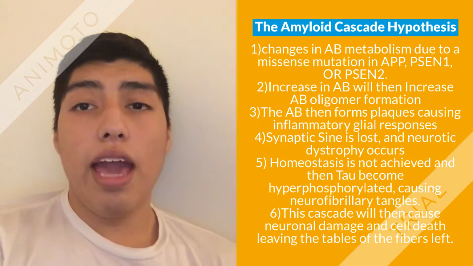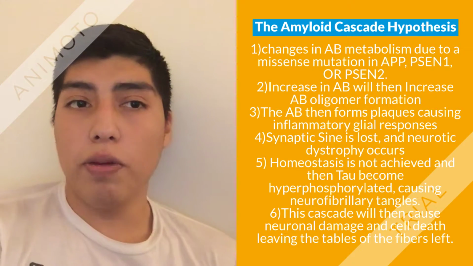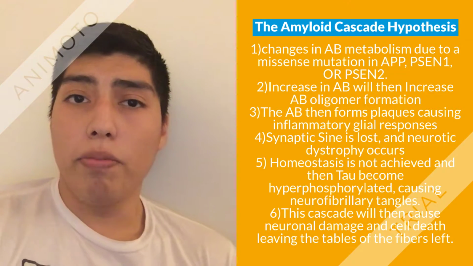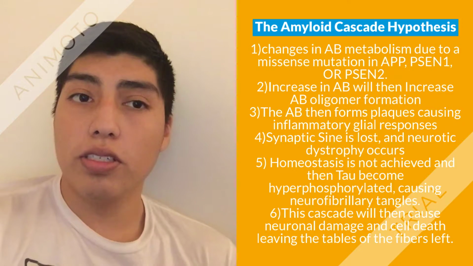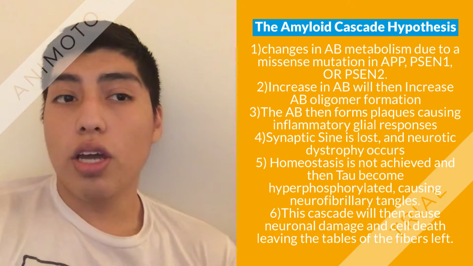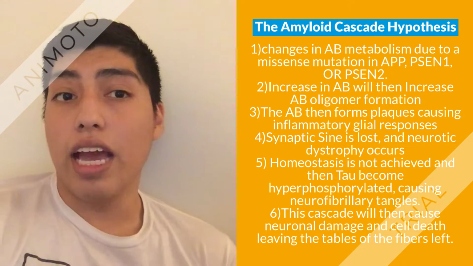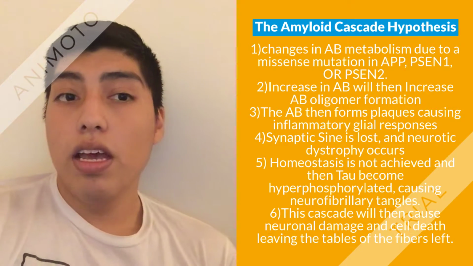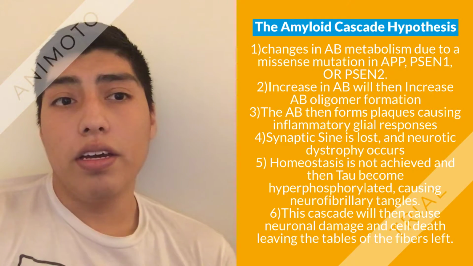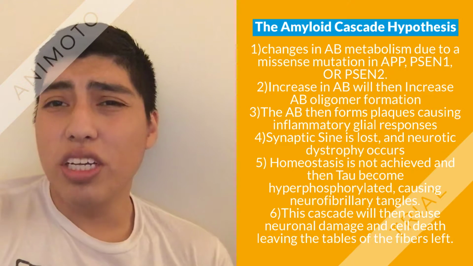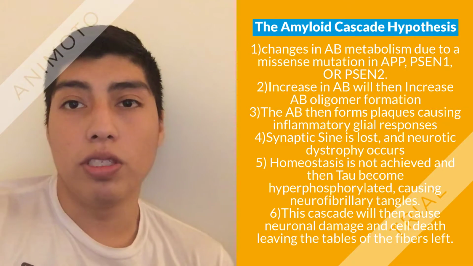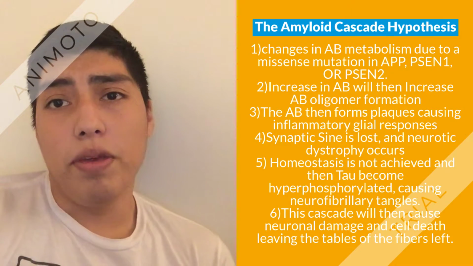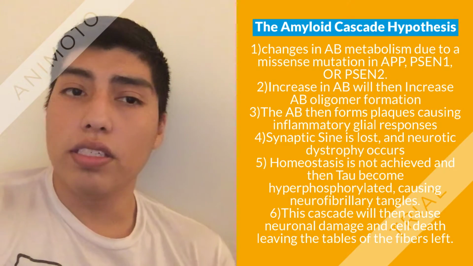The amyloid cascade hypothesis explains how beta amyloid plaques are formed and how they're triggered within Alzheimer's disease. The gradual changes cause a cascade of pathological events within the brain. Changes in amyloid beta cause a particular change in missense mutations within the specific genes that cause Alzheimer's disease, also known as APP, PSEN1, and PSEN2.